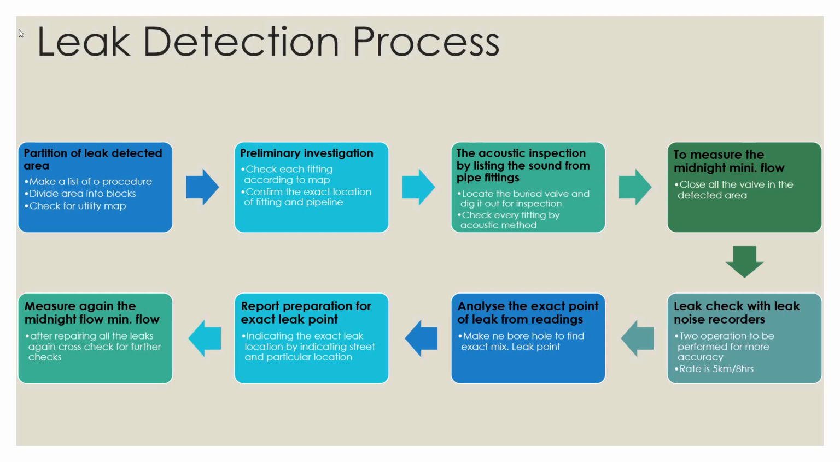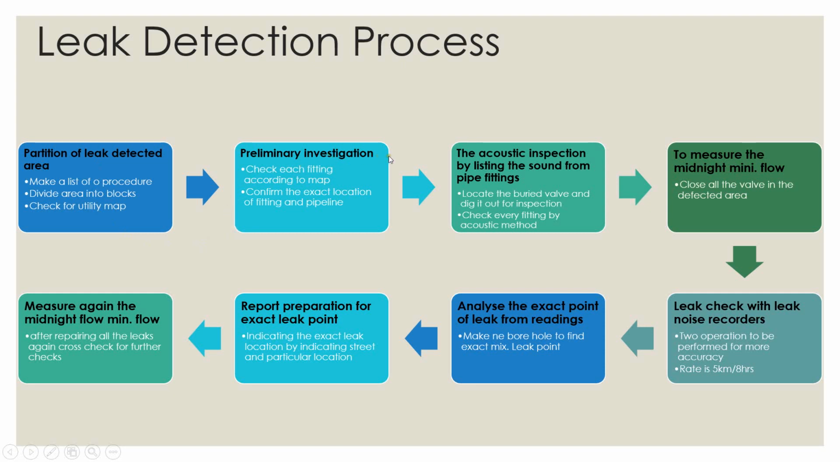In that, what are the sub points? You need to make a list of procedures, divide the area into blocks, and check the utility map. The utility map is the map which will show you where the pumps are and where the valves are installed. That map is very important for leak detection or any operation and maintenance process. This is the first step that you need to follow in the leak detection process.